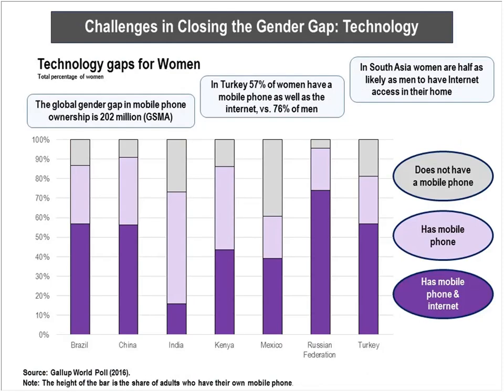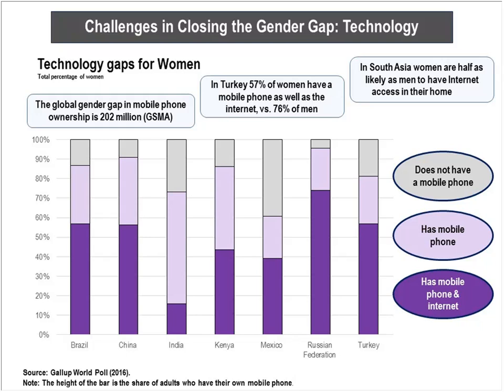We also can look at technology, okay? According to GSMA in 2014, the global gender gap in mobile phone ownership was about 200 million women behind men, although we hope that gap has narrowed in the past couple of years. Not only are we interested in phone ownership, we're also interested in whether the phone is internet-enabled. Increasingly, apps, smartphones, and internet-enabled technology are being used to deliver financial services. For example, in Turkey, only 57% of women report having a mobile phone as well as access to the internet versus over 75% of men. And this is a gap we need to keep our eyes on.